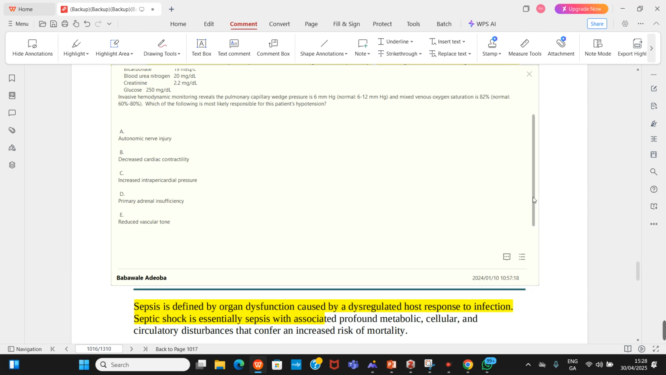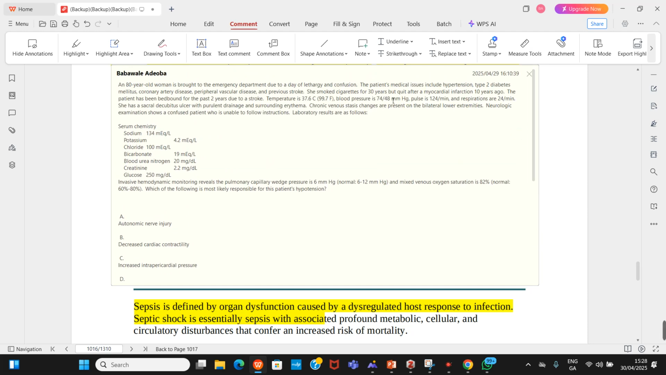Reduced vascular tone. So hypotension is there, tachycardia is there, and the fever. Think about infection. The pulmonary capillary wedge pressure is just borderline, exactly at the upper limit of normal. So we can say it's kind of reduced. And of course, the mixed venous oxygen saturation is increased, which is classic for septic shock. Very important.